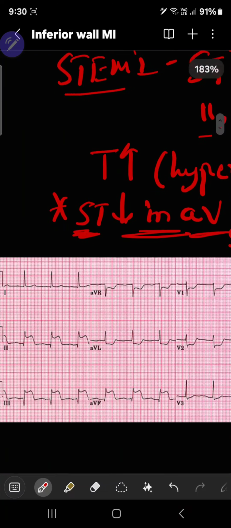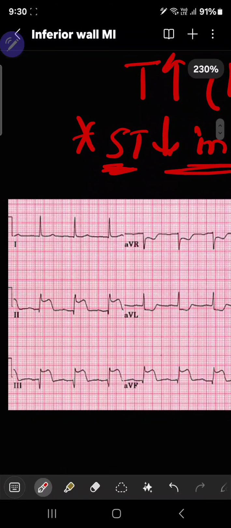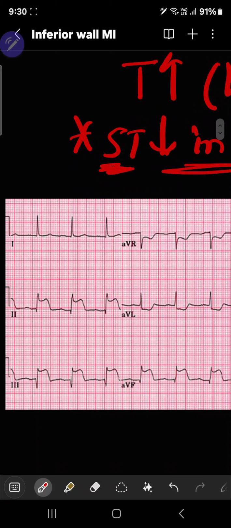So this is the ECG. There is ST elevation in 2, 3 and AVF, and the reciprocal changes are in AVL, right?